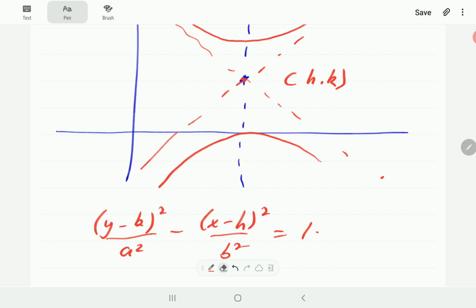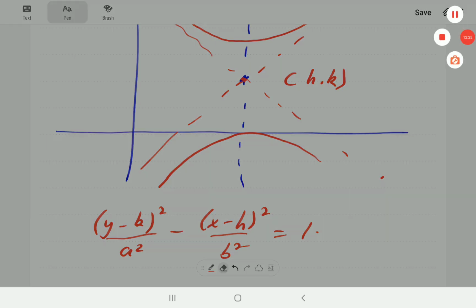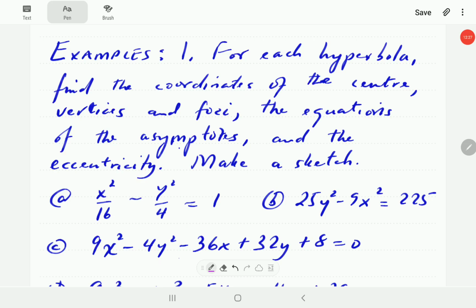Okay, so that's about it in terms of the theory. We are now going to look at some examples. Alright, in this example we are given an equation of a hyperbola. We will want to find the coordinates of the center, vertices, and the foci. We will want to find the equations of the asymptotes, and then the eccentricity. We will make a sketch.